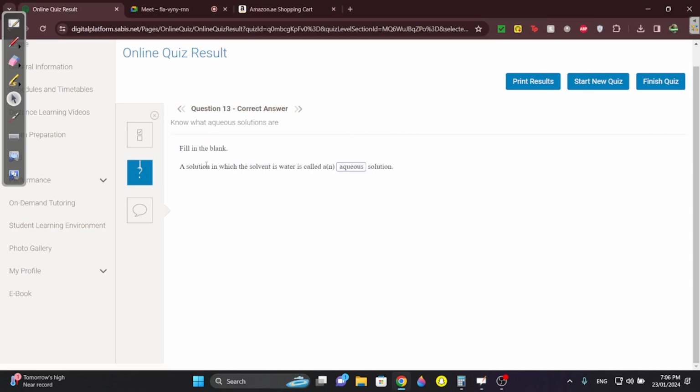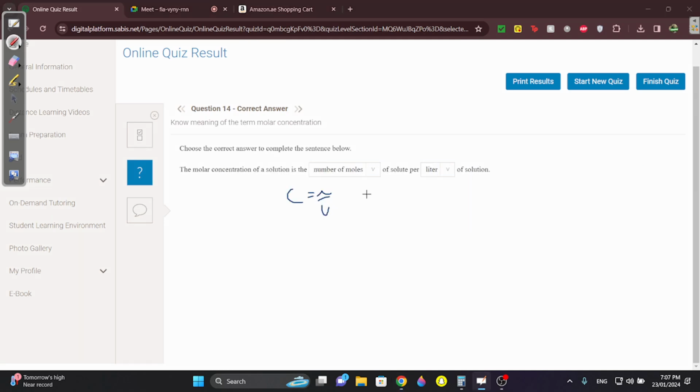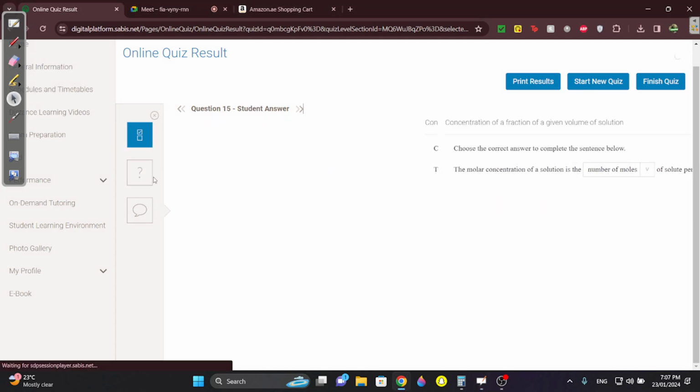Question 13. A solution in which the solvent is water is called an aqueous solution. You guys know this. Question 14. The concentration of a solution is the number of moles per liter. You know, concentration is C equals n over V, so C equals moles over volume in liters or dm cubed. So moles per liter or dm cubed. I'm sorry for the handwriting. Question 15.